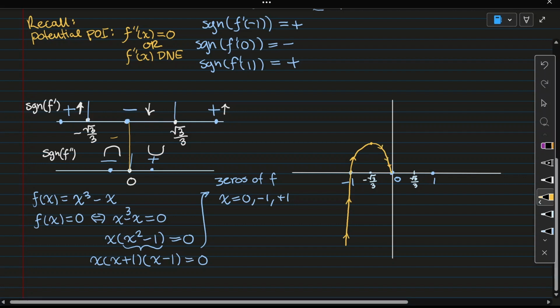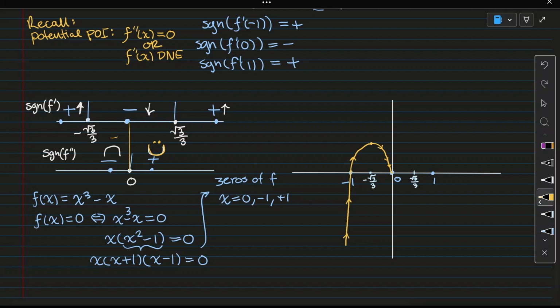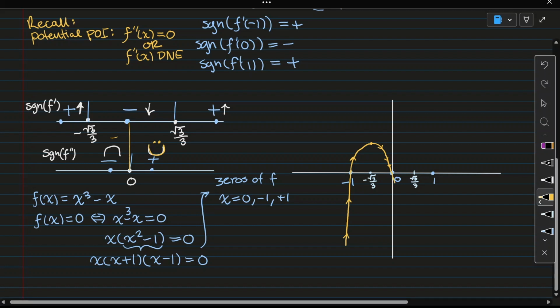So now at 0, my concavity changes, and I start looking like a smiley face, right? I start curving up, but I'm still decreasing. So I keep going down, but I'm curving up like a smiley face.